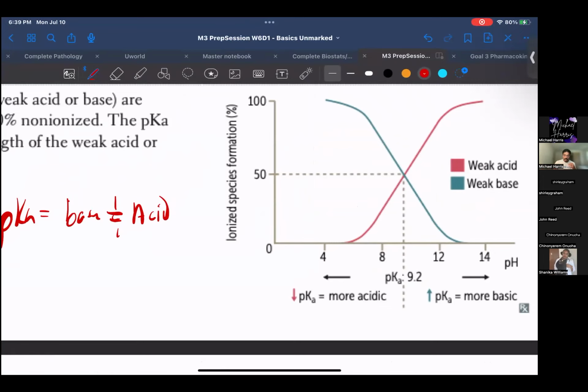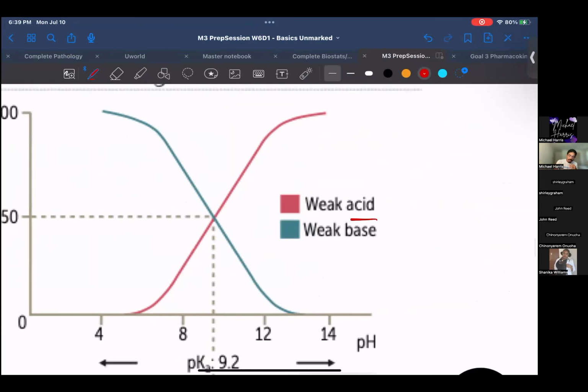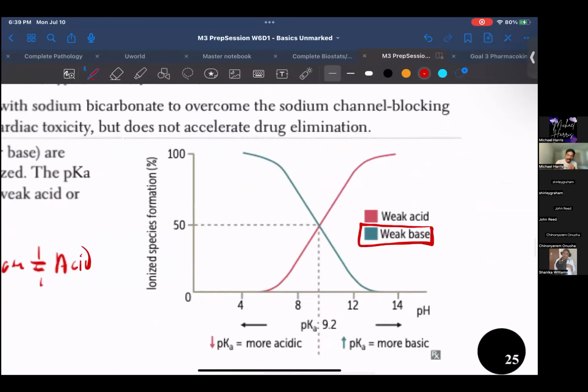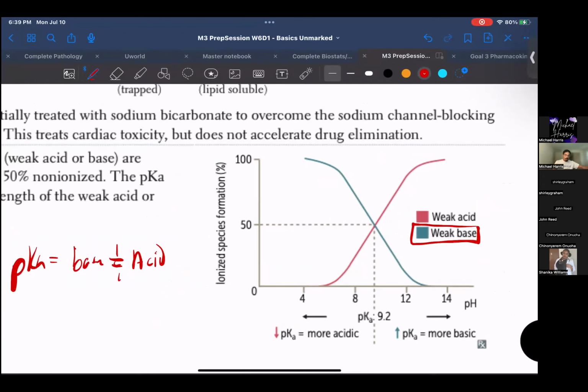Okay, so now we're looking at a weak base here. If we're at pKa, we're equal: equal base and acid. If we make it more acidic, if you remember, here's a base.